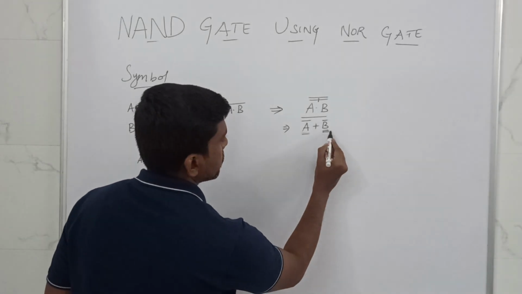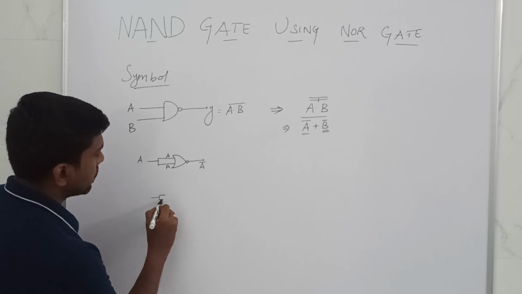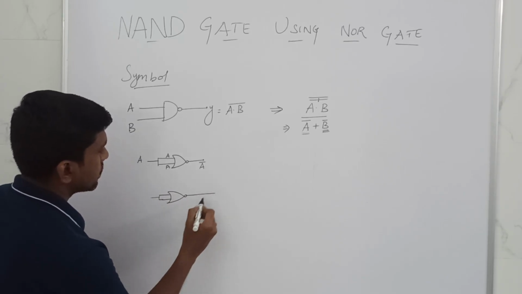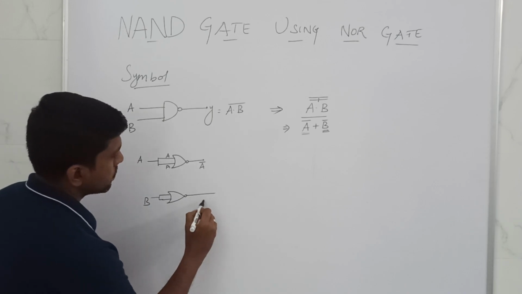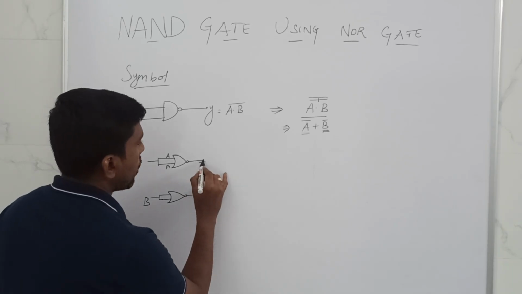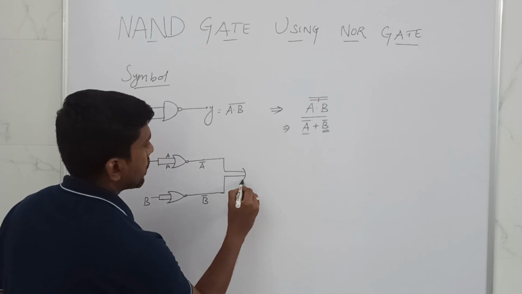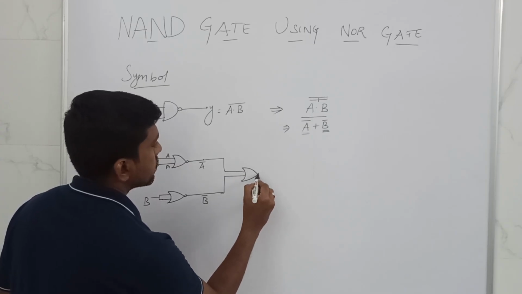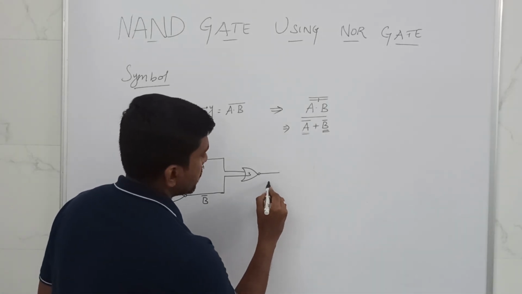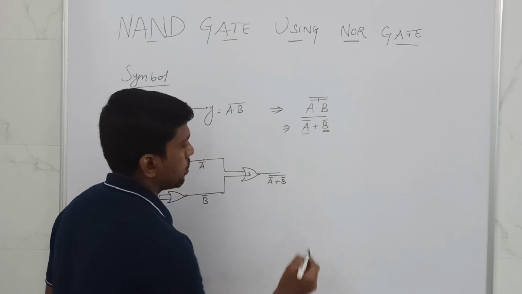Then come to B bar. How do we obtain B bar? Using another NOR inverter. The input is B, the output is B bar. Then these two output values are given as input to another NOR gate. So the third NOR gate output is (A bar plus B bar) the whole bar.